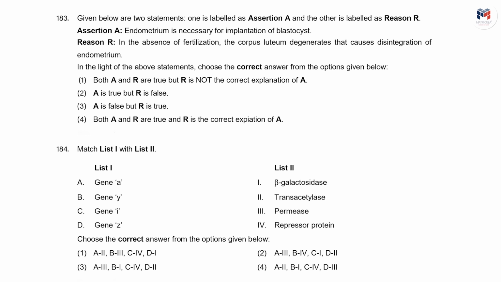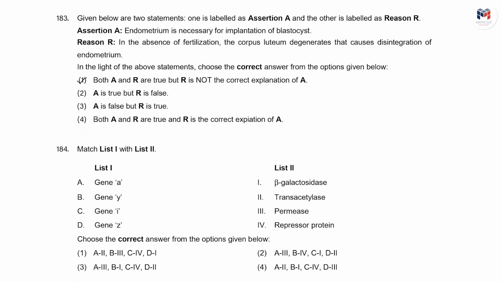Question number 183. Given below are two statements. One labeled as assertion A and the other is labeled as reason R. Assertion A. Endometrium is necessary for implantation of blastocyst. Reason R. In the absence of fertilization, the corpus luteum degenerates that causes disintegration of endometrium. In the light of the above statements, choose the correct answer from the options given below. The answer is option number 1. Both A and R are true, but R is not the correct explanation of A.